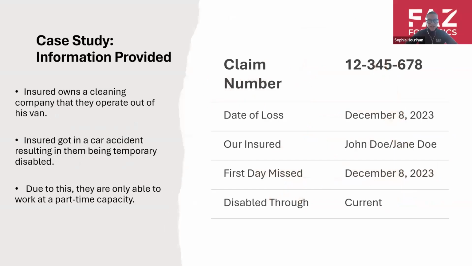Typically when we start, we also like to get this information from a claim referral form, and Abby can put that link in the chat for you for the claim referral form that has prompts for you to fill out all of this information.